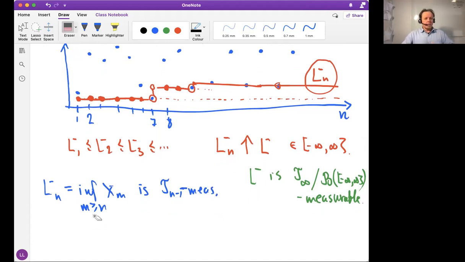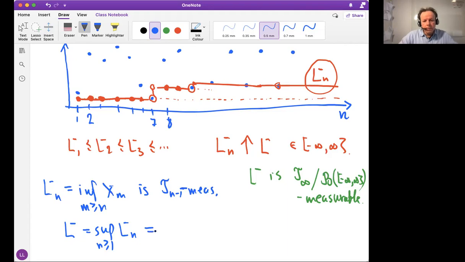And then let's see. What do we say about the supremum? Let's look at L minus, which is the supremum of this L minus n. That was the definition of the liminf. Now we are looking at an increasing sequence and the supremum of this.